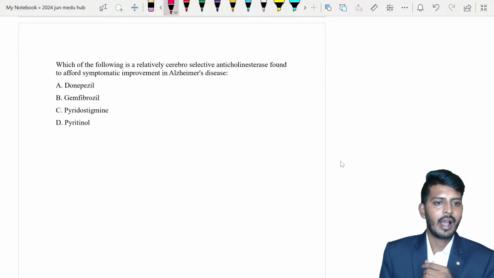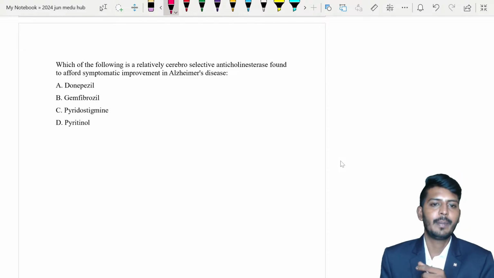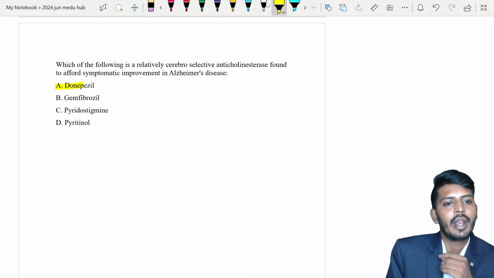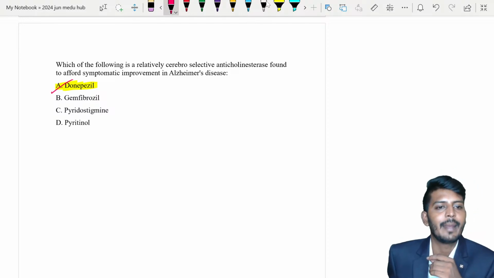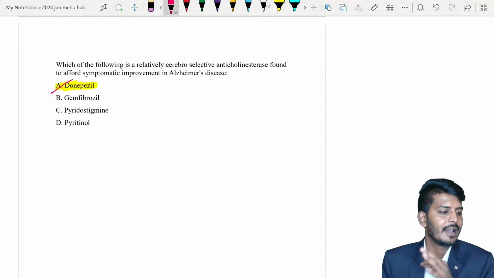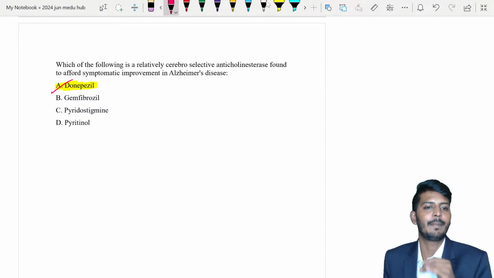Okay. All right. What is the drug of choice for Alzheimer disease? Very good. The drug of choice is donepezil. Donepezil is a very, very important MCQ. What is the drug of choice for Alzheimer? It is often asked. So donepezil.